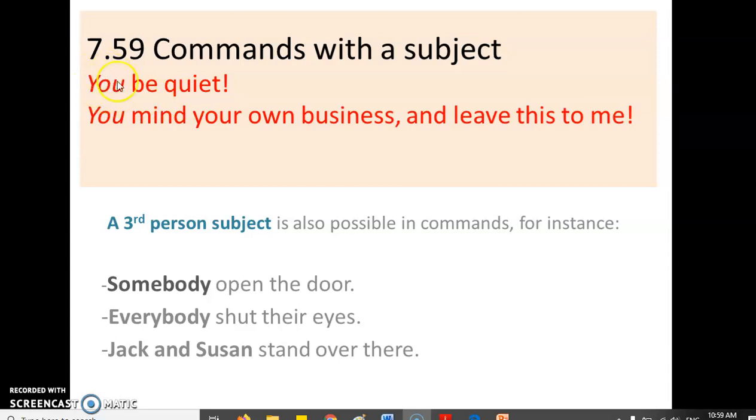Here we have the subject in this type of command. "You mind your own business and leave this to me." In this type of command with a subject, we can use a third person subject. For instance, "Somebody open the door." "Everybody shut their eyes." "Jack and Susan stand over there." So we have somebody, everybody, Jack and Susan. These are third person subjects.